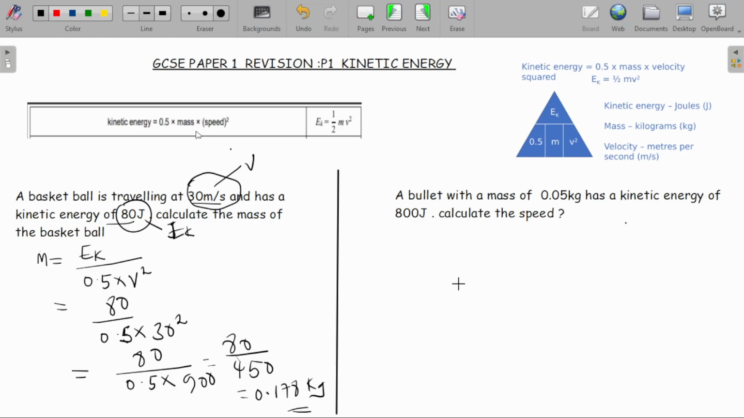Now, I want you to pause the video and see if you can attempt this next question. And then you can play the video and check if your answer is correct.